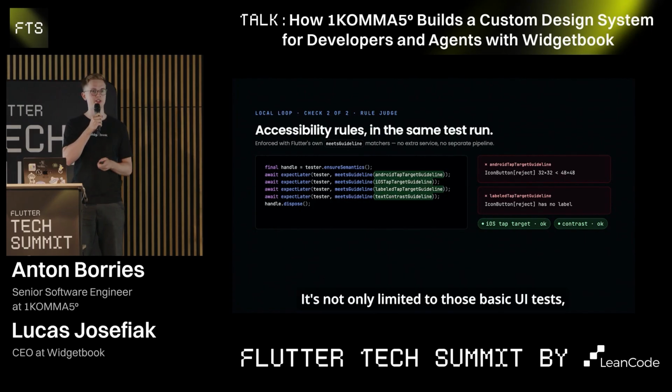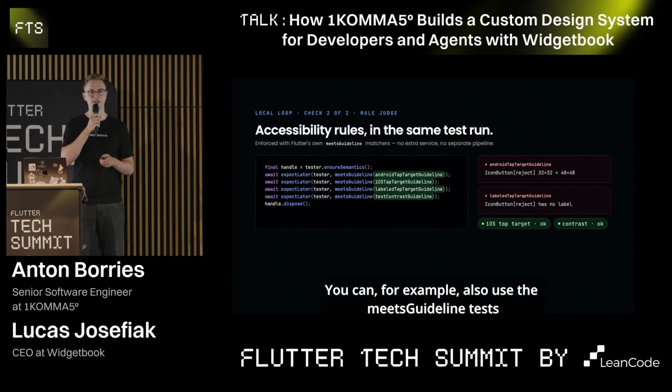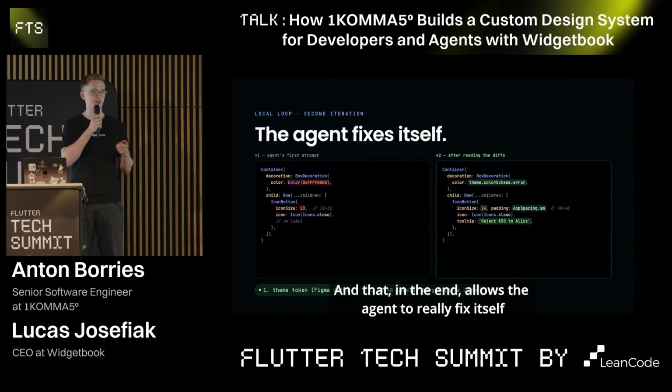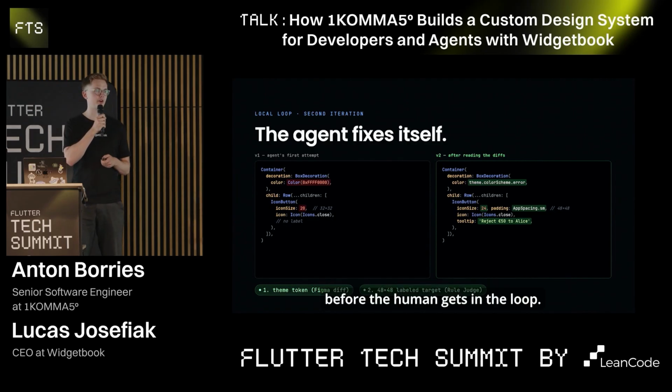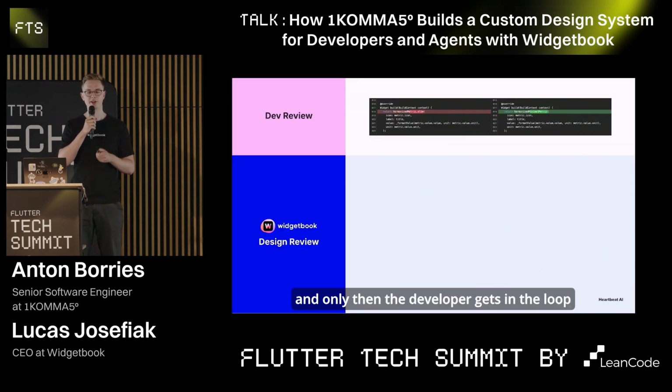It's not only limited to those basic UI tests, but you can also extend it with accessibility tests. You can, for example, also use the meets guidelines tests that already cover basic accessibility needs for you. And that, in the end, allows the agent to really fix itself before the human gets in the loop. And therefore, the agent then really creates a high-quality pull request for you, and only then the developer gets in the loop to review it.